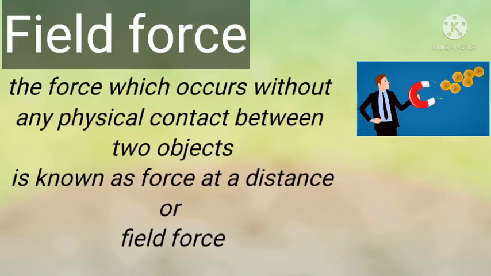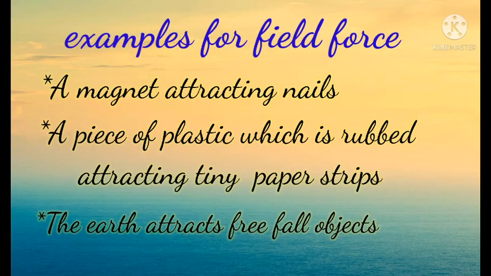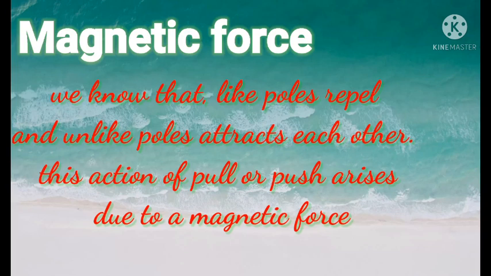The force which occurs without any physical contact between two objects is known as force at a distance or field force. Examples of field force: a magnet attracts nails, a piece of plastic which is rubbed attracts paper strips. The earth attracts free-falling objects. Magnetic force: we know that like poles repel and unlike poles attract each other. This action of pull or push arises due to the magnetic force.